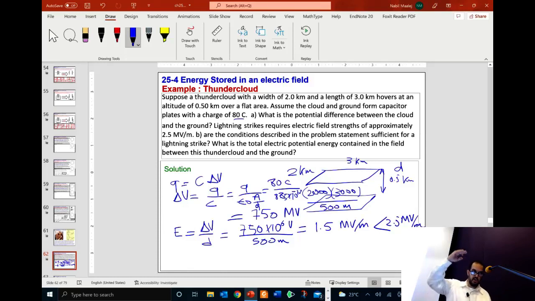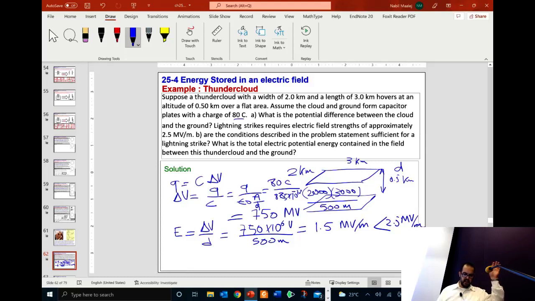The potential difference between the cloud and the ground is not high enough to cause breakdown of the air in between, and hence the lightning strike. If it exceeds that, then we will get the strike from the thundercloud.